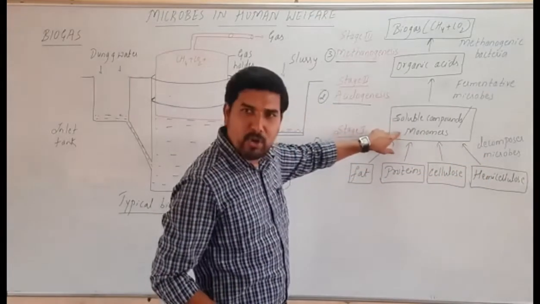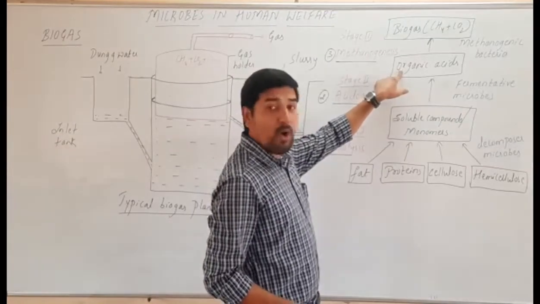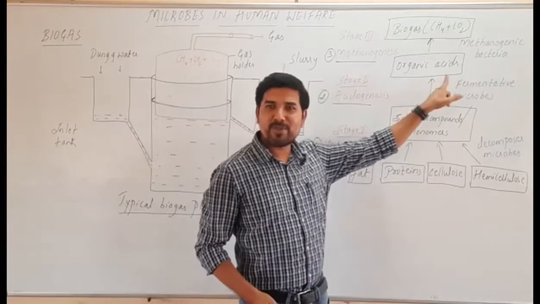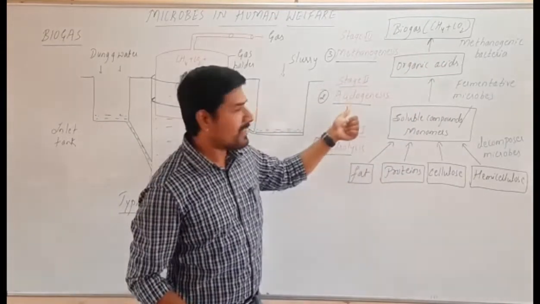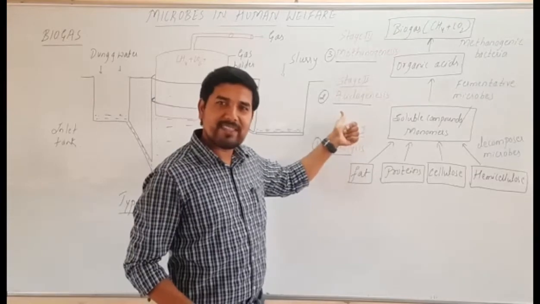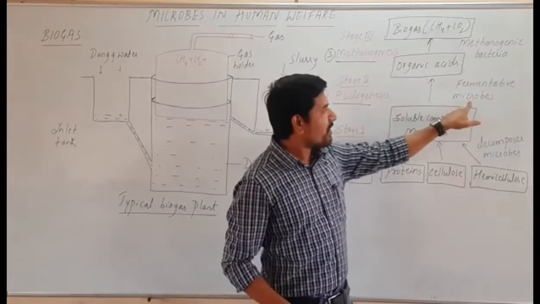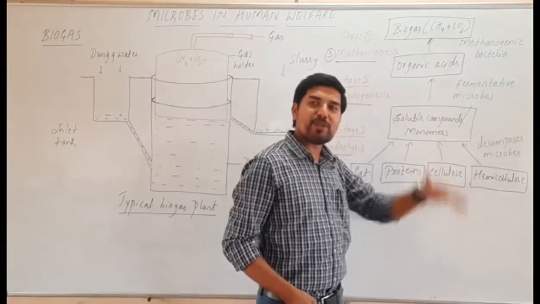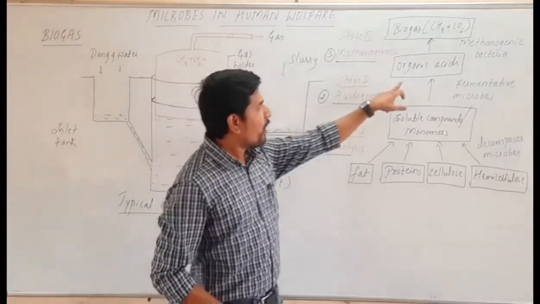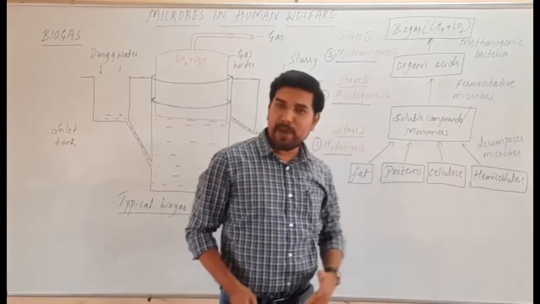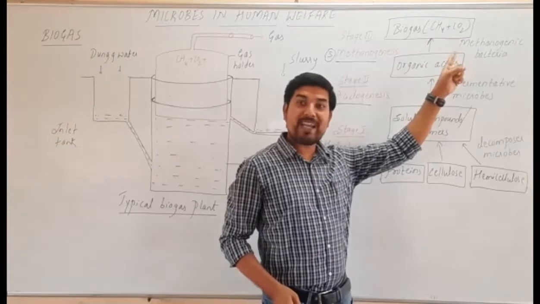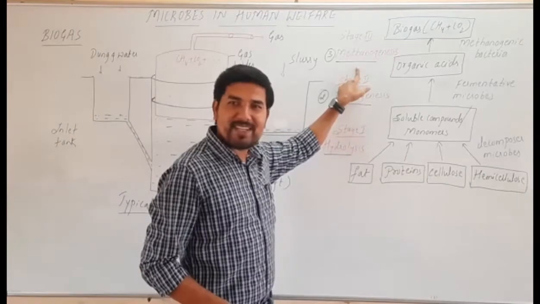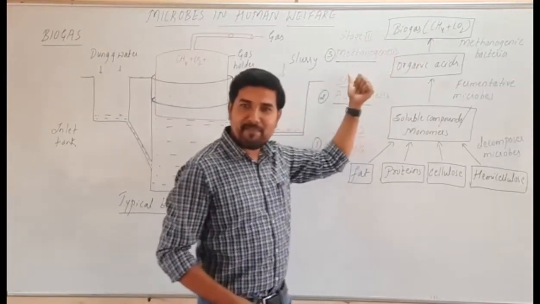These soluble compounds or monomers are converted into organic acids, and the process is said to be acidogenesis, because organic acids are produced, hence the step is said to be acidogenesis. This is the second step. And this process occurs with the help of fermentative microbes, where the microbes undergo the process of fermentation. Organic acids are converted into biogas, mainly CH4, CO2 and H2 in case of the biogas plant. This process is called methanogenesis. Production of methane gas is methanogenesis.